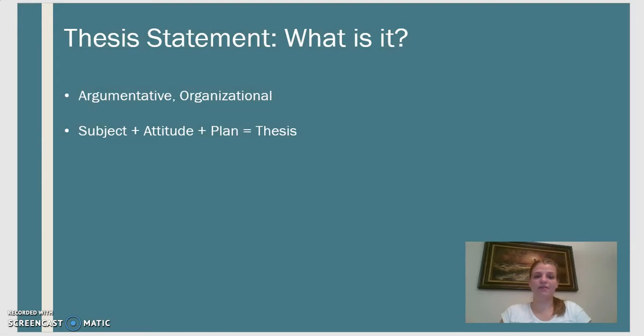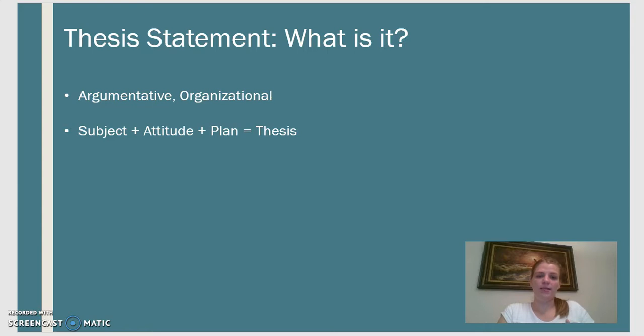So in order to do this, you obviously need to be taking a stand about an issue. And the way that you tell people what that stand is, is through a thesis statement. So let's look a little bit more closely at what a thesis statement is and what it does. I have a little presentation that we can use in order to talk about this.